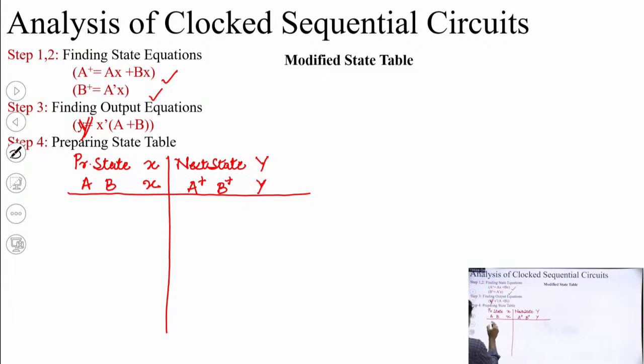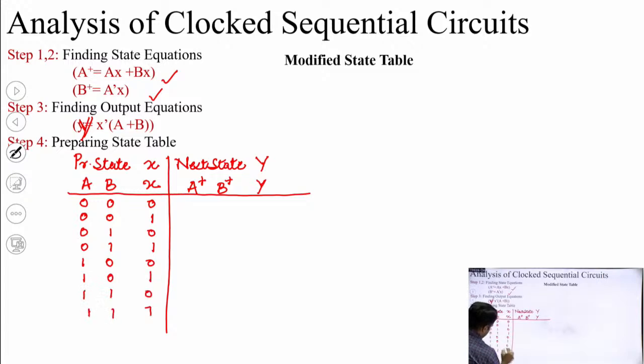So there can be 8 possible cases: 000, 001, 010, 011, 100, 101, 110, 111. This is the present state and X. Using these we can write the next state. You can do it on your own as well, but for the time being you can check. I am writing this column for A plus.